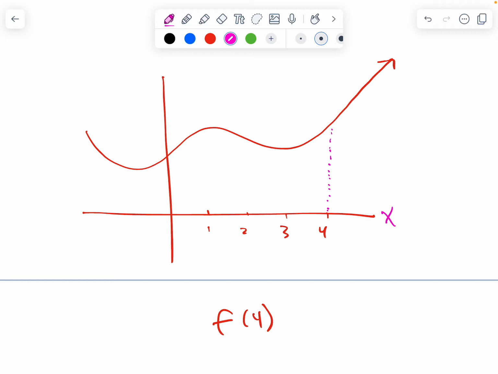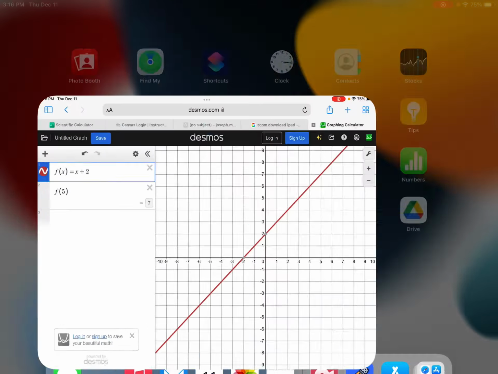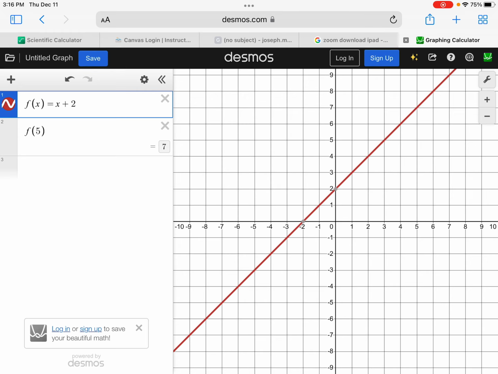So when the x value is 4, it says what's the y value? And you go across here, and maybe it's 9. And so you say f of 4 equals 9. Kind of like on the graph right here, what's f of 5? F of 5 is 7, because I go up here in 5, and I get this point (5, 7).